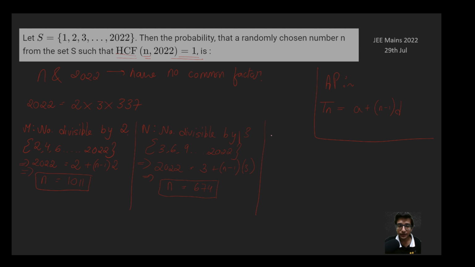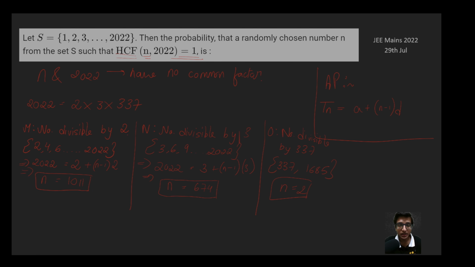Now let us find out another set which is O. These are numbers divisible by 337. So there are of course only going to be two numbers that are divisible by 337: 337 itself and 1685. So here we have n equals 2. So now we have found all the numbers that are multiples of 2, 3 and 337.